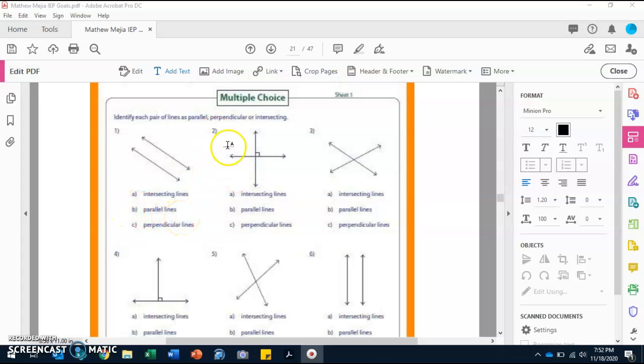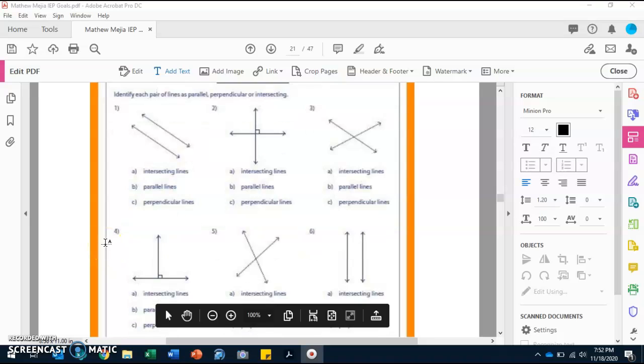For number 2, these lines are crossing, and look here, they're giving you already the right angle. So what line is that? Is it A, an intersecting line, B, a parallel line, or C, perpendicular lines? Which lines are these? The ones with the right angle. Yes, good job. It's letter C. Those are called perpendicular lines. When you have the right angle, it is perpendicular. If you do not have the right angle and they're still crossing, those are intersecting lines.